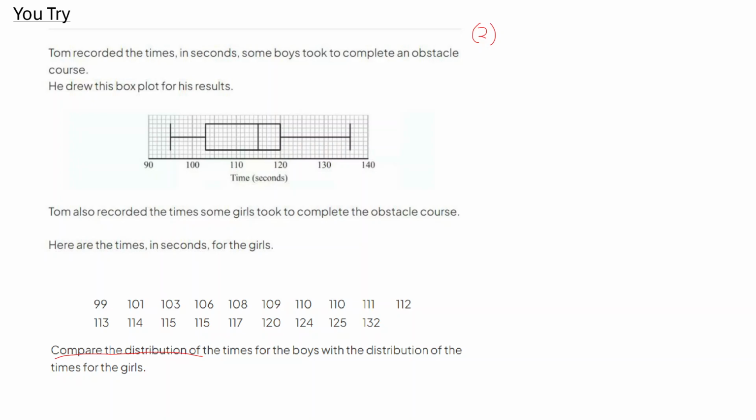Okay, the you try: Tom recorded the times in seconds some boys took to complete an obstacle course, and he drew a box plot for his results. So this is one set of data. Tom also recorded the times girls took to complete the obstacle course, so this one is for boys, and this one is for girls. And here are the times for the girls, and notice they are in order, which is really useful. So we can go straight into crossing off our points in a second.